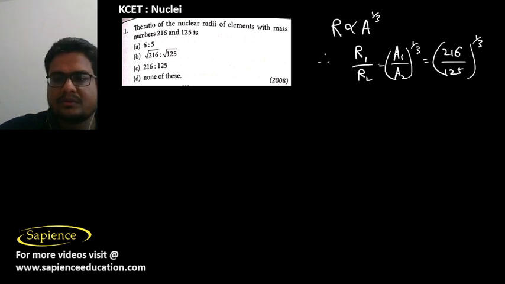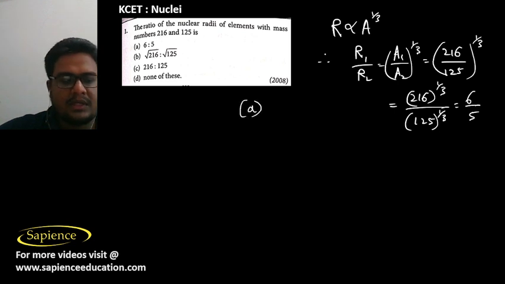125 whole power 1 by 3. So it means we have to find the cube root of 216 divided by the cube root of 125. The cube root of 216 is 6 and the cube root of 125 is 5. So the answer is 6:5. Option A is the correct one.